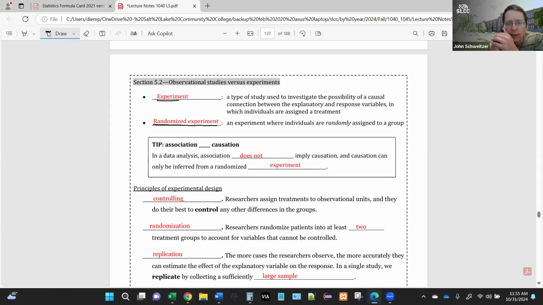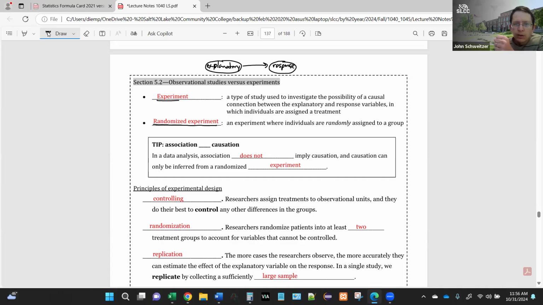Okay, so what's an experiment? It's a type of study used to investigate the possibility of a causal connection between the explanatory and response variables. And the way you do this is you focus in on one variable that you're trying to understand, and you change that one variable. So you have your explanatory variable here. You have your response variable.